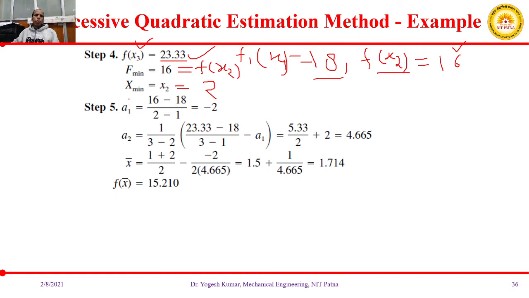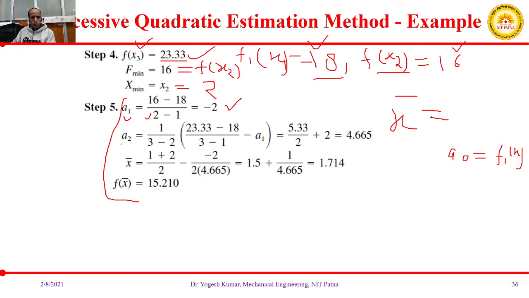So here we are calculating the value of x bar using the quadratic equation. So in the quadratic equation we know a0 is f1, so this will be equal to 18, and a1 is equal to (f2 minus f1) upon (x2 minus x1). So f2 is 16 minus f1 is 18 upon x2, which is 2, minus x1, so this value is coming minus 2. Similarly, we will calculate the value of a2.